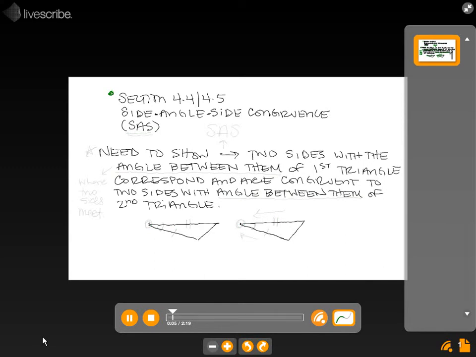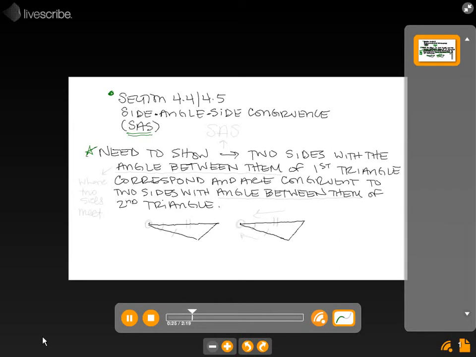Alright, the second type of congruence is side angle side congruence, and it's abbreviated SAS. And again, it tells you in its name what you need to have. You need to have two sides and an angle, two S's and an A, okay? Now, it's a little different. It can't just be any two sides and an angle. It's more specific than that.